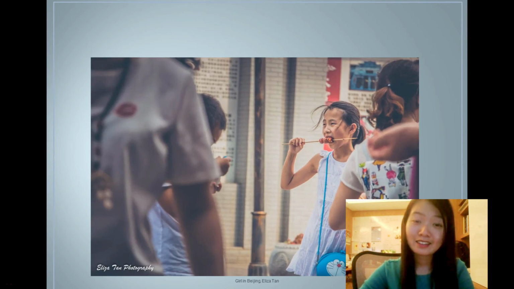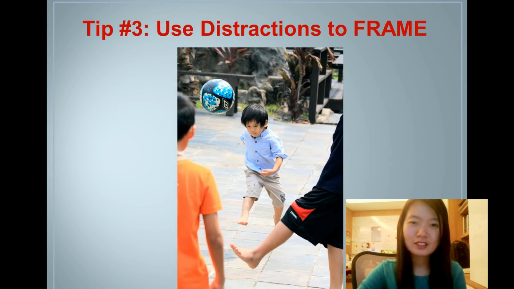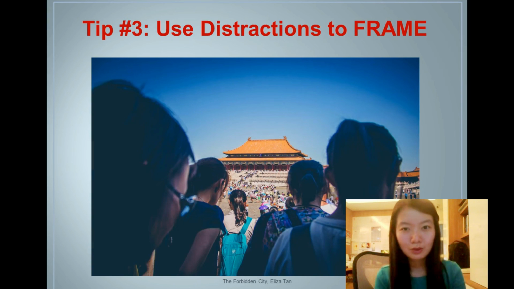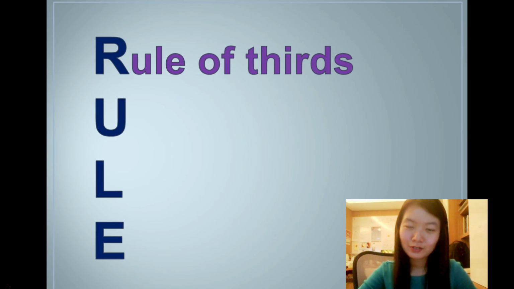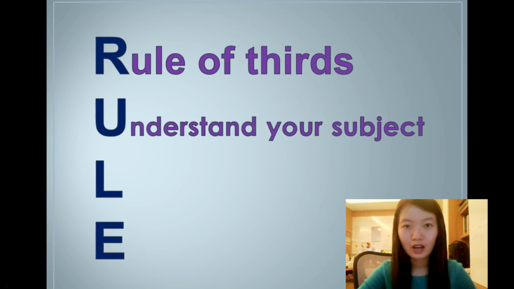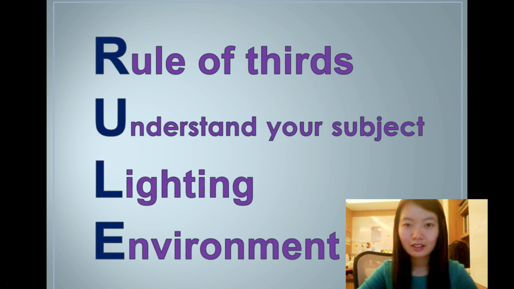In cases like this, not all hope is lost because there is still a tip 3, using distractions to frame your subject. Interestingly, distractions can become blessings in disguise when they are used as a sort of frame to draw even more attention to your subject. So, R stands for the rule of thirds, U, understand your subject, L, lighting, and E, environment. And these make up the 4 basic rules for better photos.